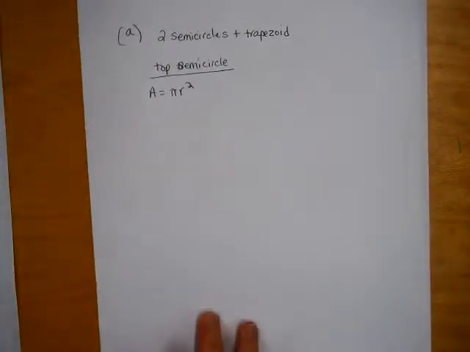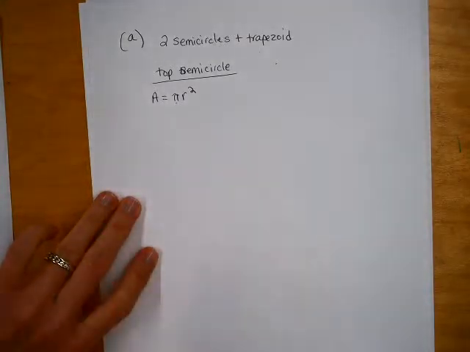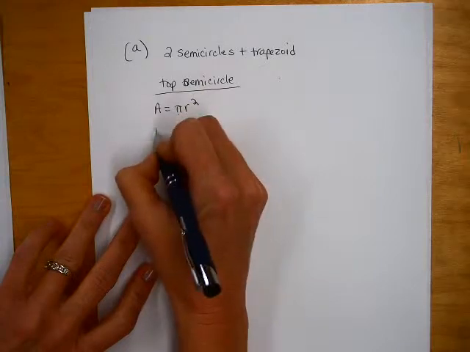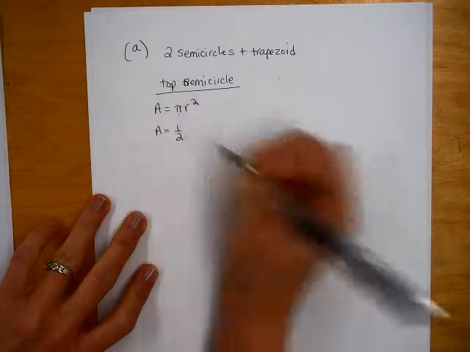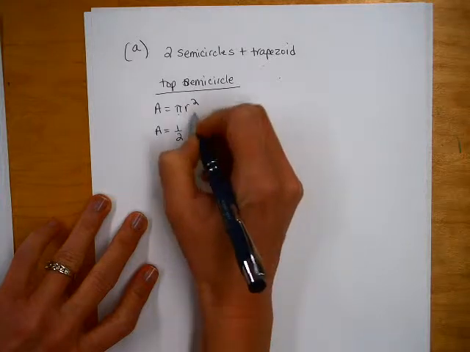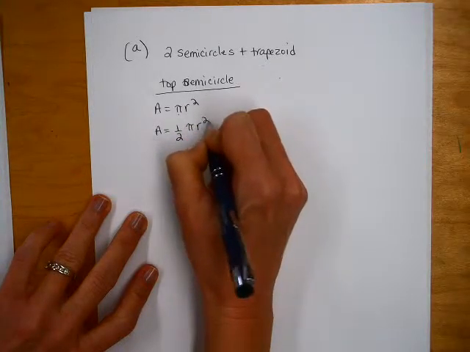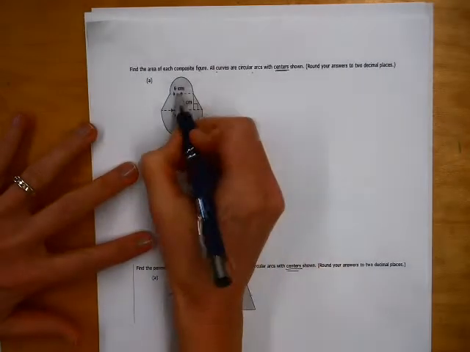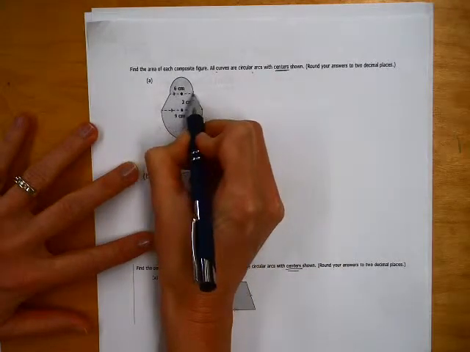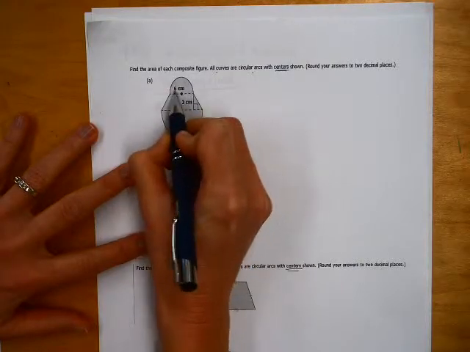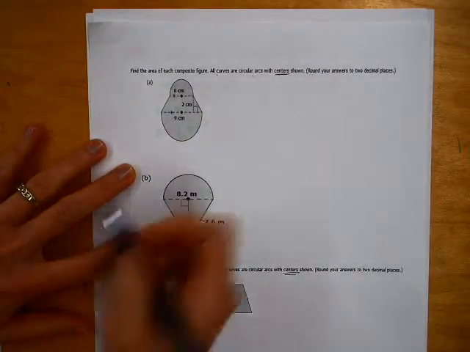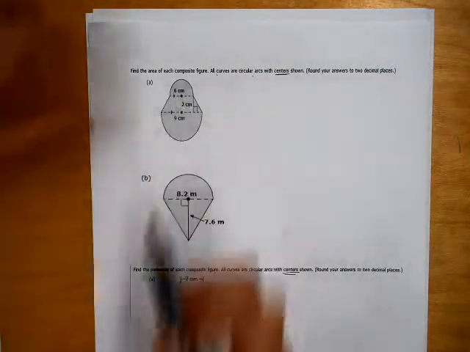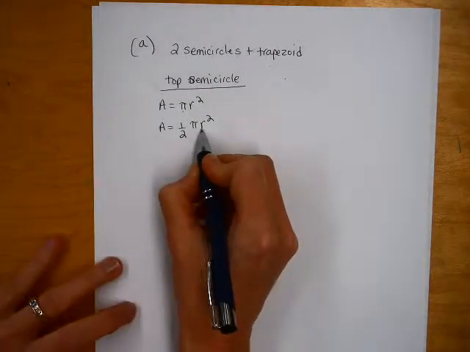But back to our problem. The area of a full circle is pi times radius squared. But we're talking about a semicircle, or half a circle, so our formula will be 1/2 times pi times radius squared. Since this is the center and this entire line is 6 centimeters according to the drawing, the radius would be half that, or 3 centimeters. So that is what I'm going to put here for my radius.